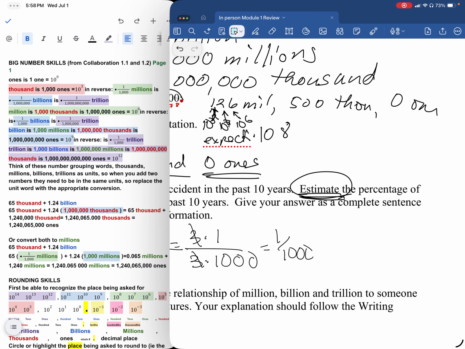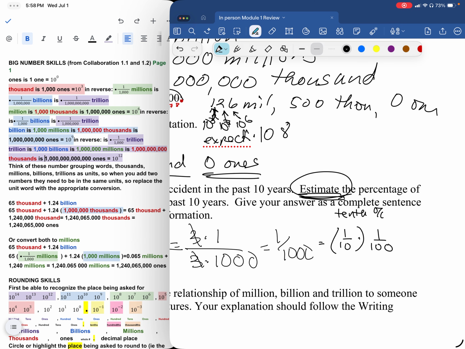So 1 in 1,000, how do we interpret that? You could think of it as 1 over 10 times 1 over 100. And so here we can think, oh, it's a 10th of a percent, because this is the percent symbol. Or you can go, you have 1 over 1,000. We know that if it's P over 100, that is P percent. And that's what they're asking for.